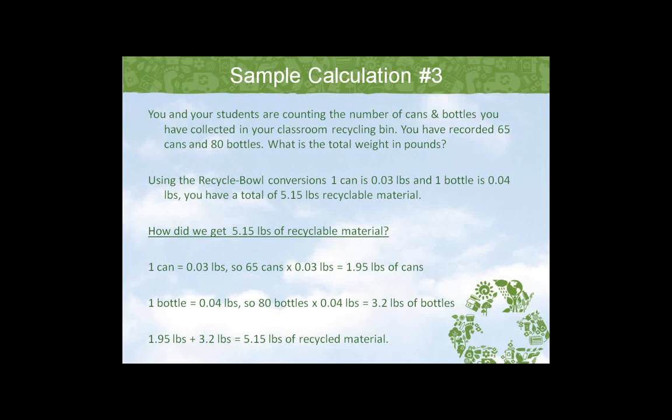We first calculated how much the 65 cans weighed by multiplying 65 by 0.03 pounds, which equals 1.95 pounds. Next, we calculated how much the 80 bottles weighed by multiplying 80 by 0.04 pounds, which equals 3.2 pounds. To get the total weight of recycled material, simply add 1.95 pounds and 3.2 pounds, which gives you the total of 5.15 pounds recycled material.